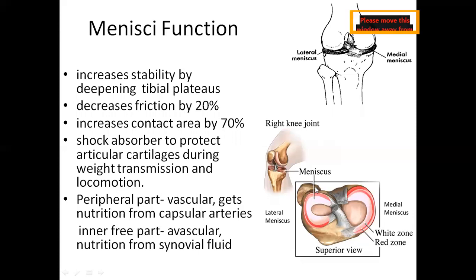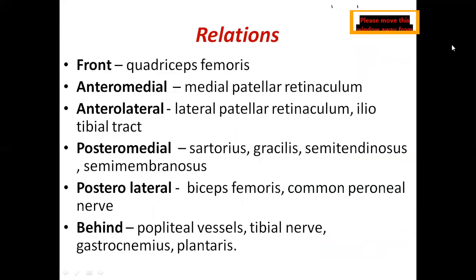The peripheral part is vascular. That's why I have shown it with the dark red area, and it gets nutrition from capsular arteries. The inner free part does not receive so much blood supply, hence it is avascular. Its nutrition is derived from synovial fluid.